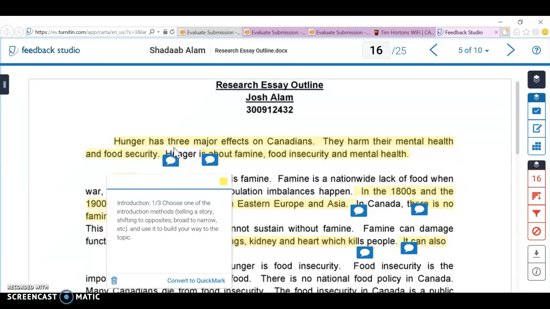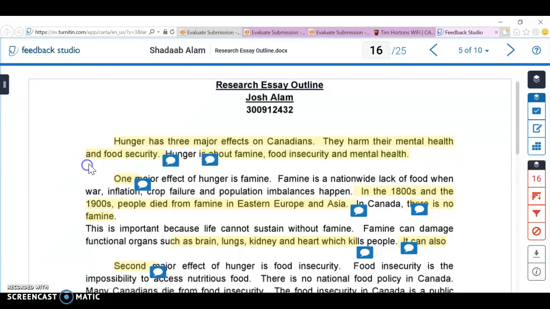I want you to choose one of these methods and use it as a way to introduce the reader to your topic. That could be telling a story, or shifting to the opposite: talk about what it's like to be healthy and fulfilled by food, and then transition to the opposite by introducing hunger. Or going from broad to narrow: define hunger for us, and then transition to saying that your essay will focus on these 3 effects. So I want you to spend a little bit more time on the introduction.